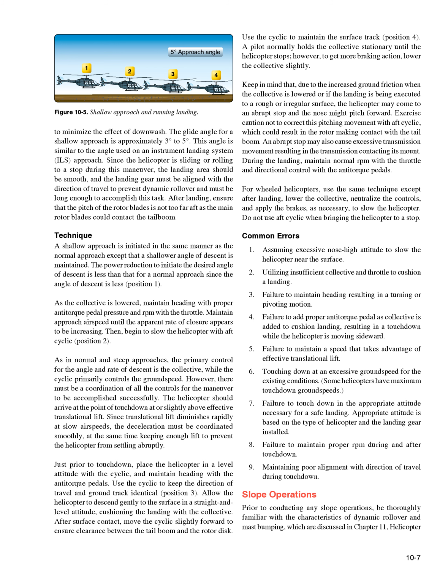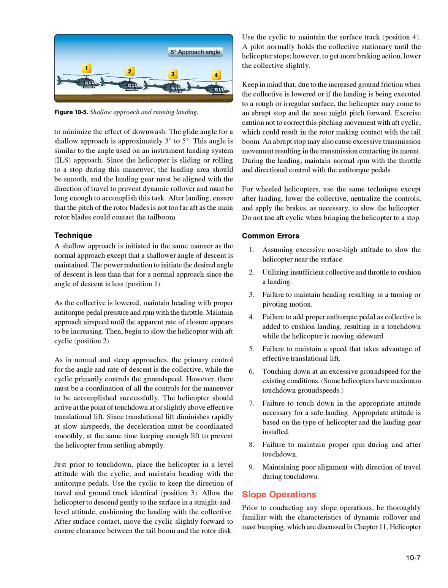As in normal and steep approaches, the primary control for the angle and rate of descent is the collective, while the cyclic primarily controls the ground speed. However, there must be a coordination of all the controls for the maneuver to be accomplished successfully. The helicopter should arrive at the point of touchdown at or slightly above effective translational lift. Since translational lift diminishes rapidly at slow airspeeds, the deceleration must be coordinated smoothly, at the same time keeping enough lift to prevent the helicopter from settling abruptly.